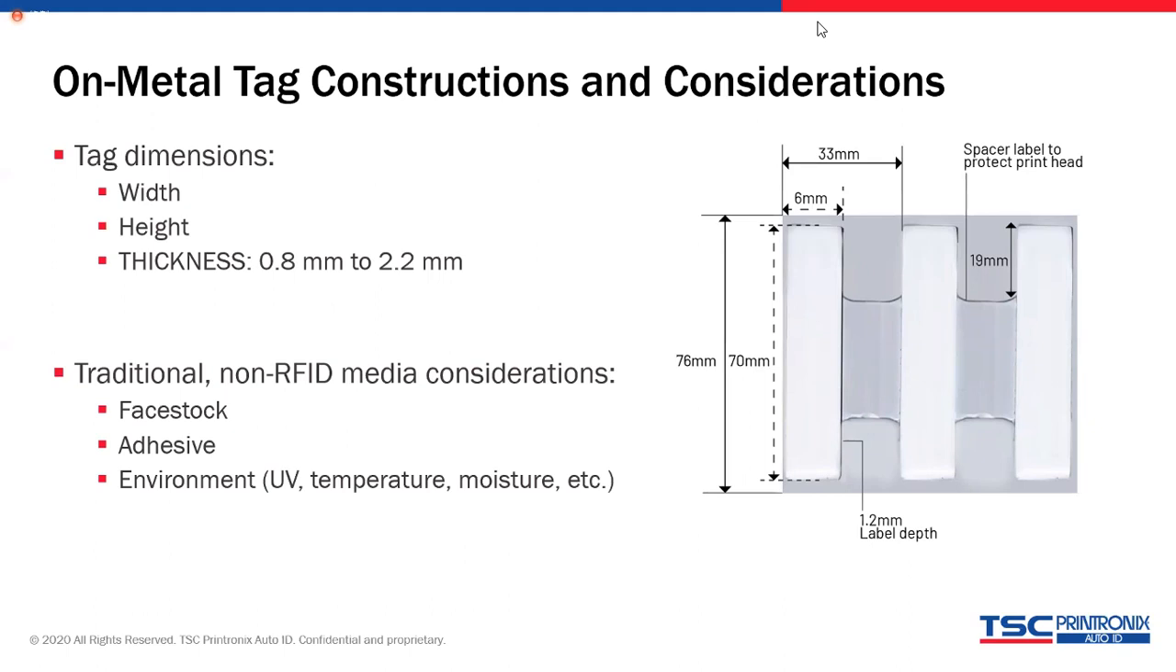On the right-hand side, you can see a fairly typical dimension spec sheet for an on-metal tag. And again, at the bottom, pay attention to that label thickness, which we have labeled as label depth.